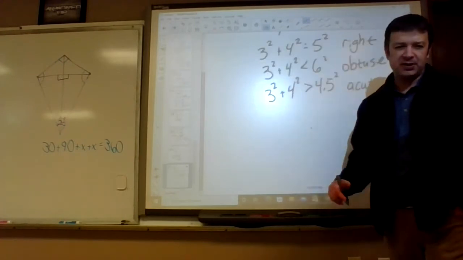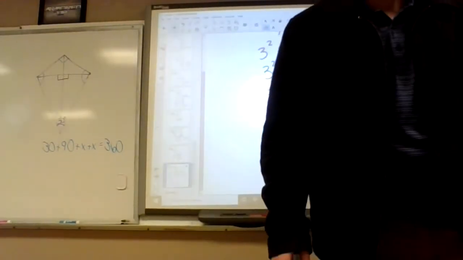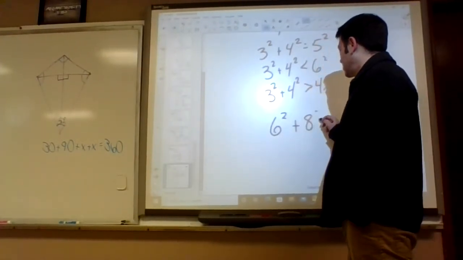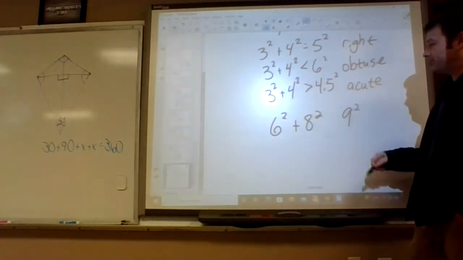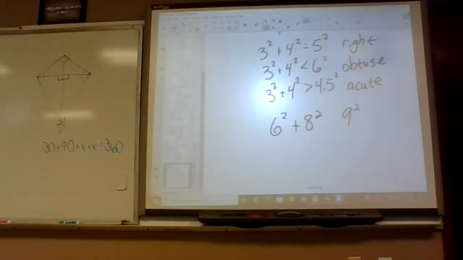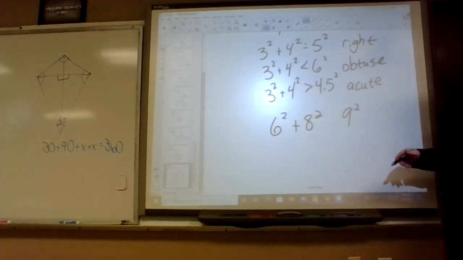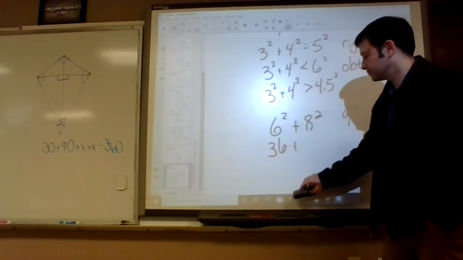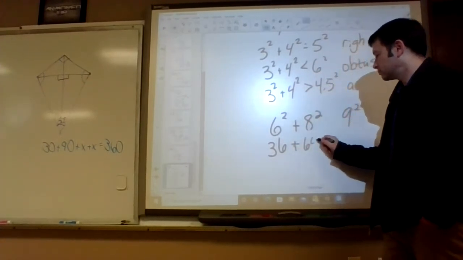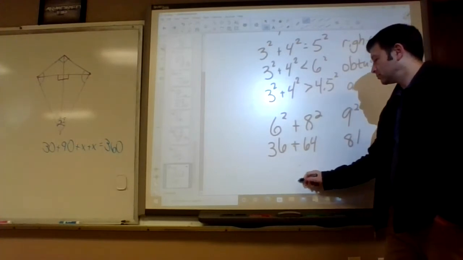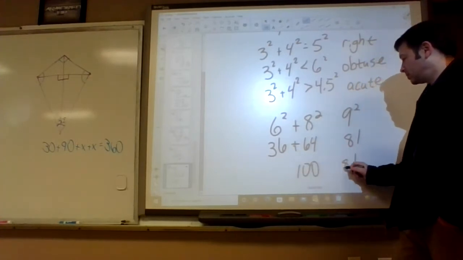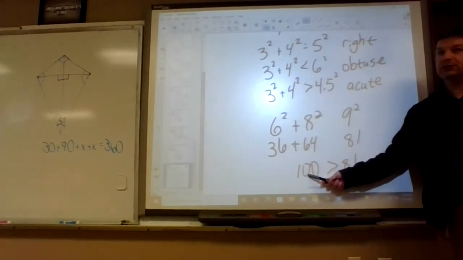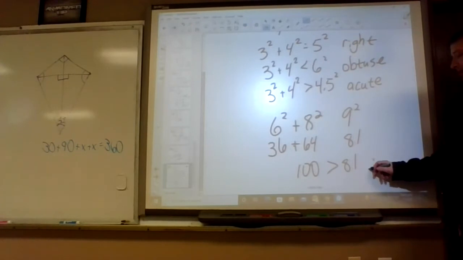So 13 actually says 6, 8, and 9. If one of those sides was the hypotenuse, it would have to be the 9. So what I'm going to do is compare 6 squared plus 8 squared to 9 squared. That would be, whoops, 36 plus 64, it's 100. Okay, that means c squared is smaller than a squared plus b squared. So that would mean it's an acute triangle.